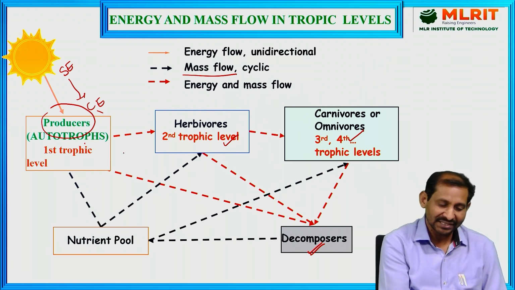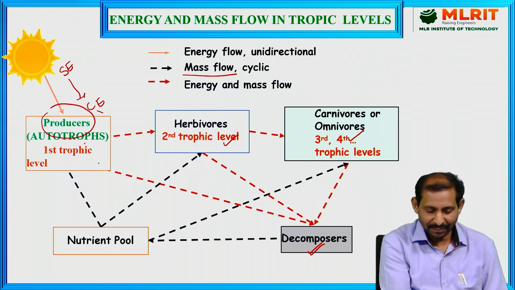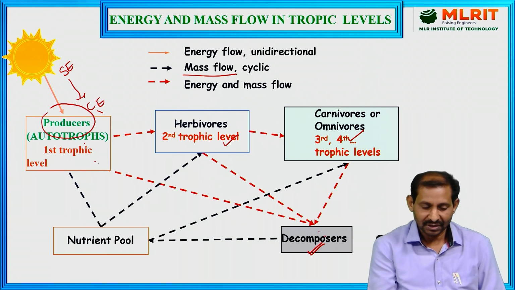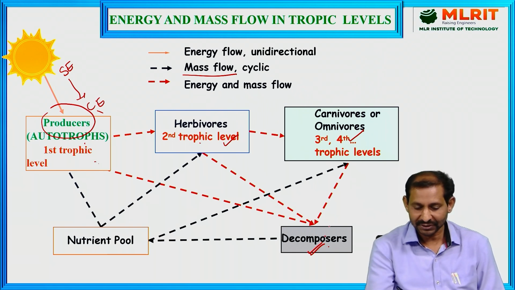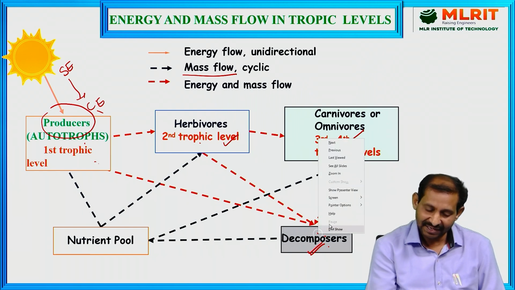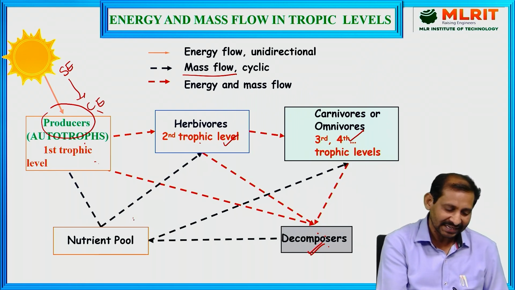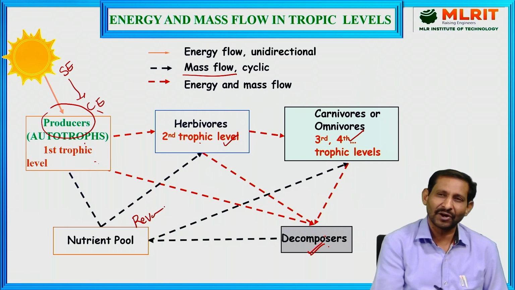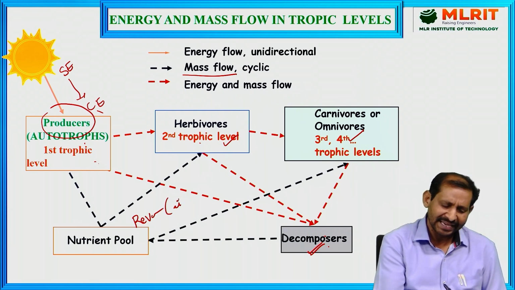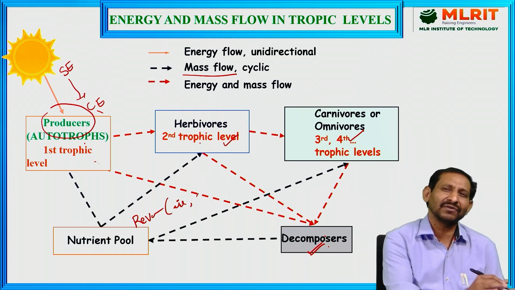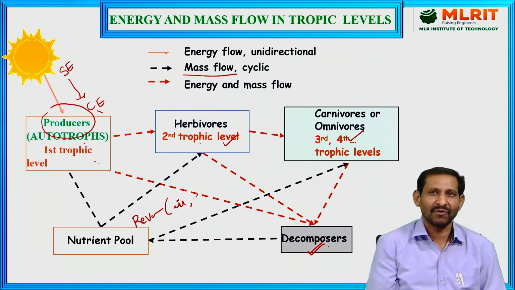For example, mass flows from the autotrophs to decomposers, from the second trophic level to decomposers, and from the third and fourth trophic levels to decomposers. Then finally the decomposers release the nutrients to the reservoirs again, like air, water, and soil. The nutrients come back to the reservoirs.